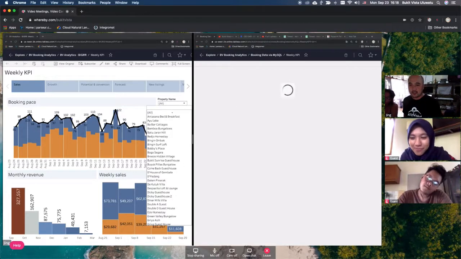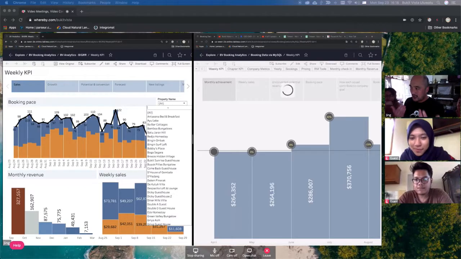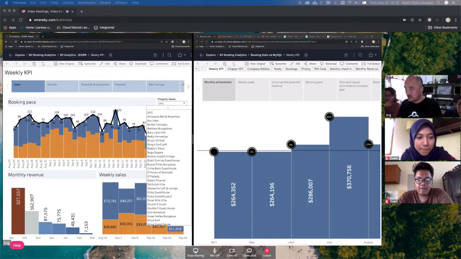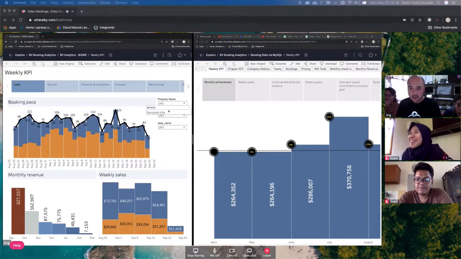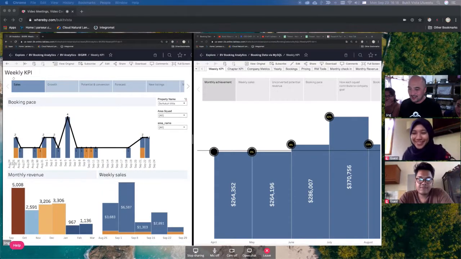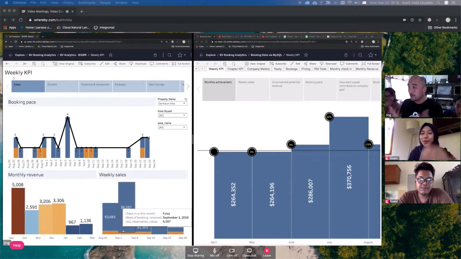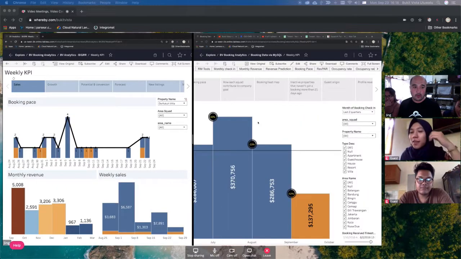Okay, just to show you a side-by-side comparison, this is a property that I want to do an investigation on. Pick any property for me, Alvin. Something that we want to take a look at. Okay, Dekuto. So let's say we go to Dekuto here. On the new version, we can see the booking pace, the weekly sales, and the monthly revenue all in one table now. I like it.